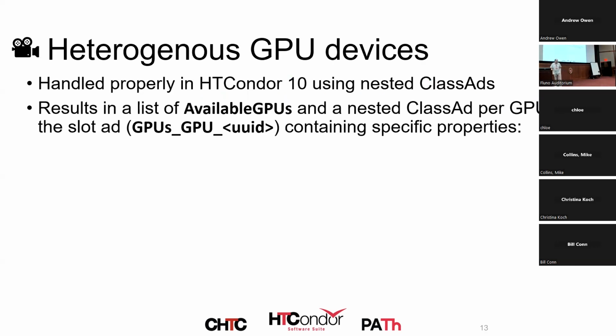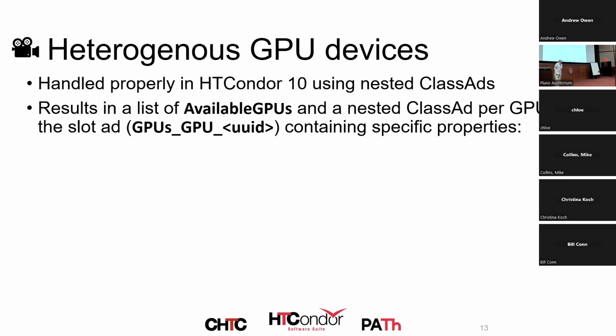So the first topic I want to talk about is heterogeneous GPU devices. So maybe we stuck that A100 and the RTX 4090 in the same server for whatever reason. This is handled properly now in HTCondor 10 using nested class ads. This is the default behavior.